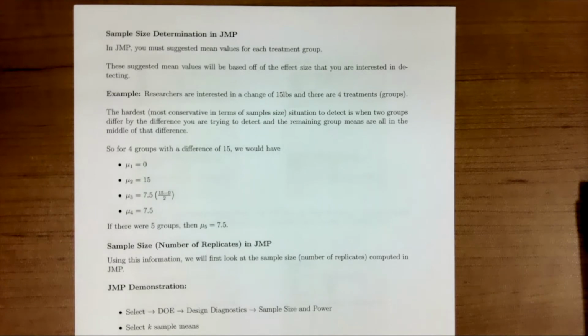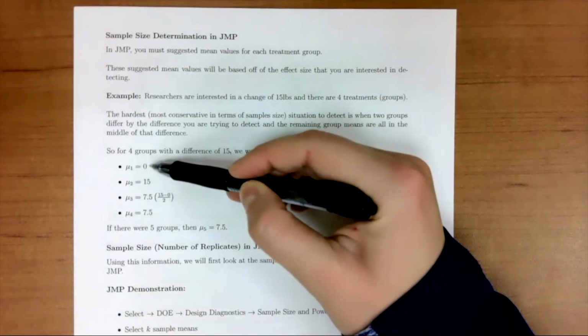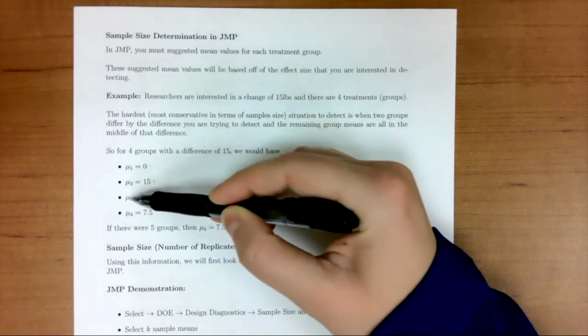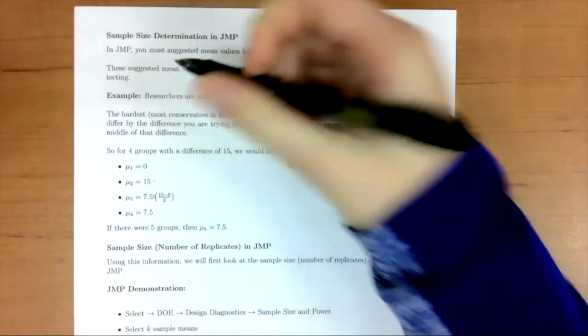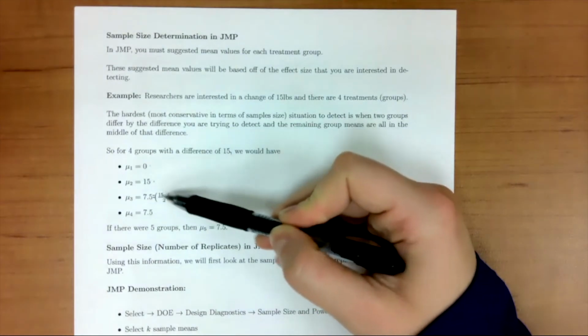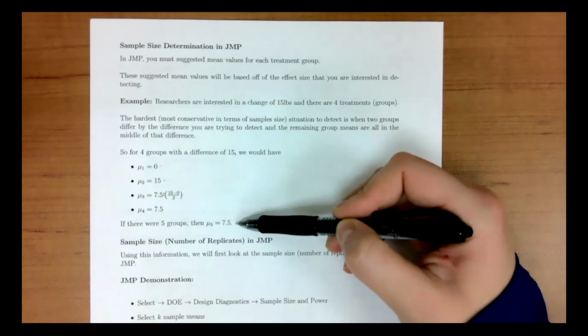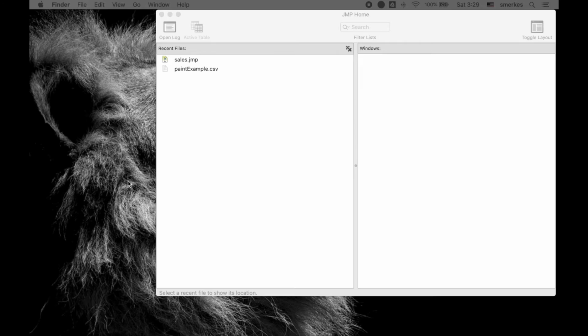And so with our example, again, we're trying to detect if there's a difference of 15. We're going to set mu1 to 0, mu2 to 15, and then we're going to put mu3 and mu4 right in the middle. This should be an equal sign, because if you take the average of these 2, this is going to be in the middle. And then if we had a 5th group, again, we can put our mu5 right in the middle.